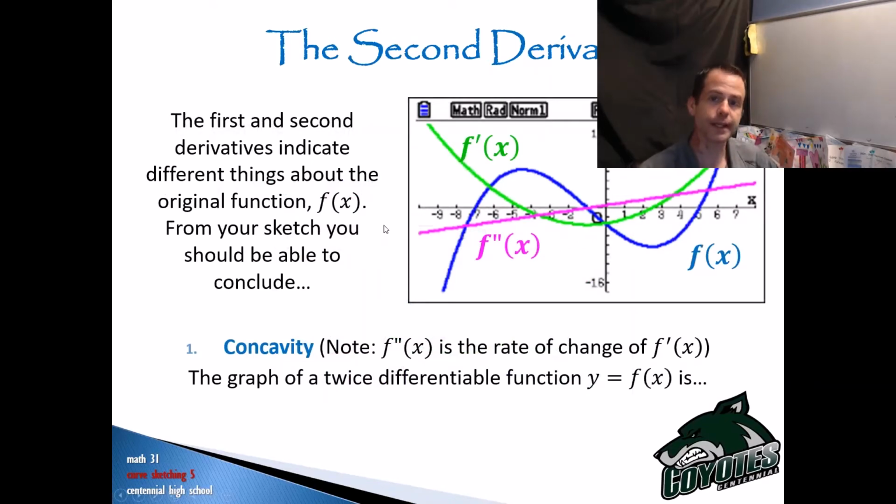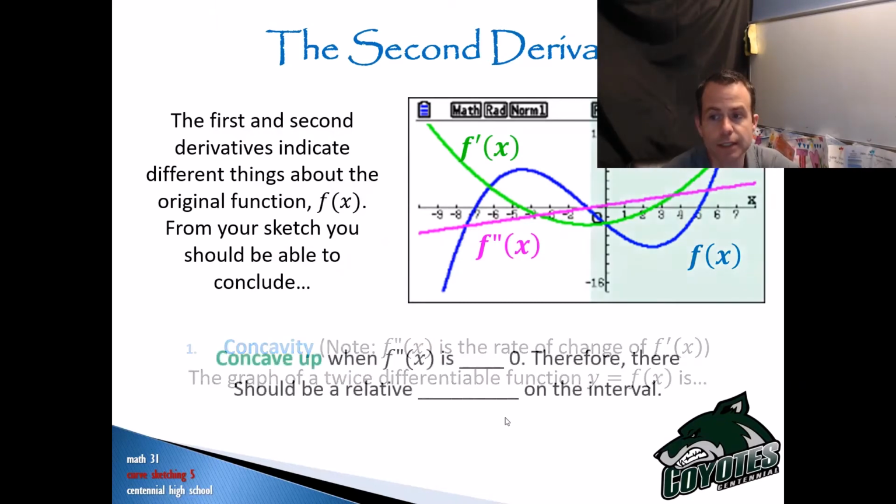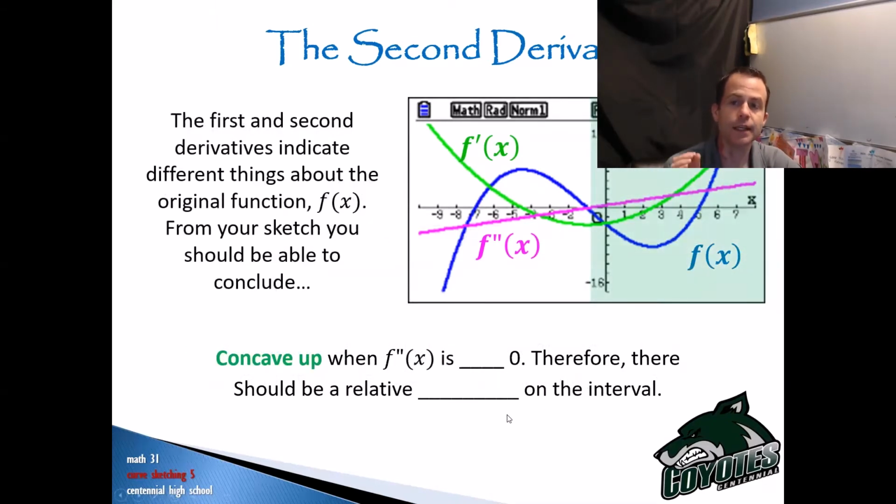So the first and second derivatives indicate different things about the original function f of x. From your sketch, you should be able to conclude the following. The first thing we're looking at is concavity. Quick note, the second derivative is the rate of change of the first derivative. That sentence should sound pretty comfortable to you at this stage. So the graph of a twice differentiable function y equals f of x is concave up when the second derivative is greater than 0.